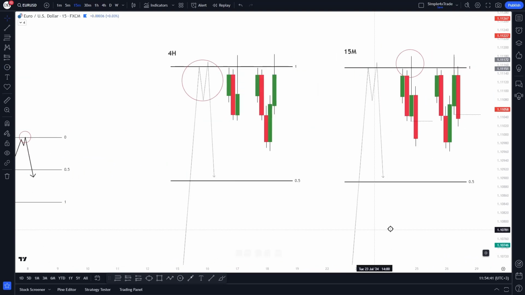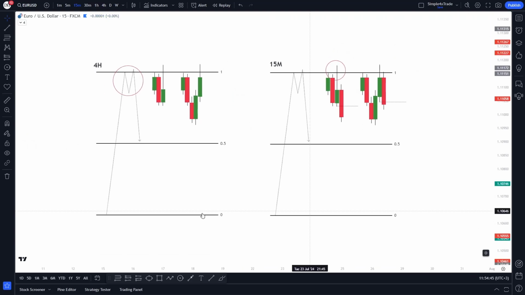So, let me show you some examples. We are on the 4-hour time frame. Each analysis starts on the 4-hour time frame. We look at a new range, a new impulse. Here we have formed, for example, a new impulse, here we have a low, here we have a high, and we mark this impulse using the Fibonacci ruler to determine the premium and discount zone.